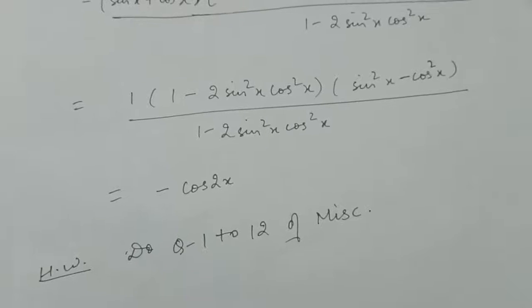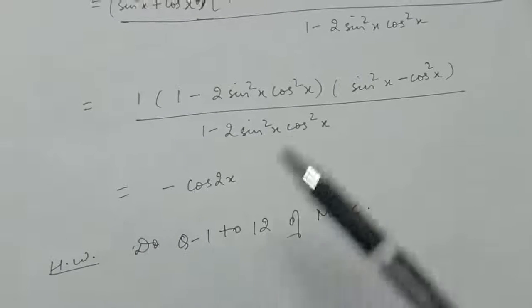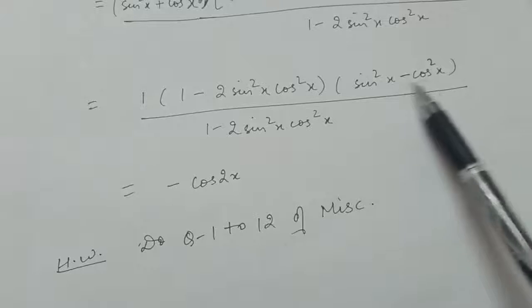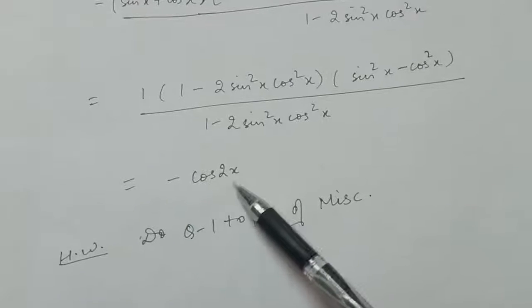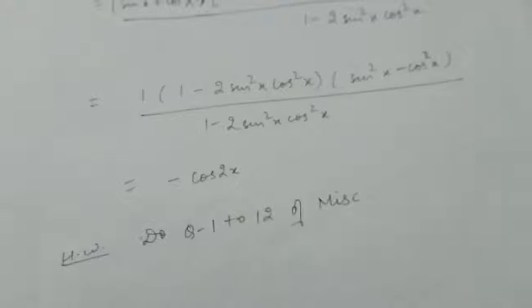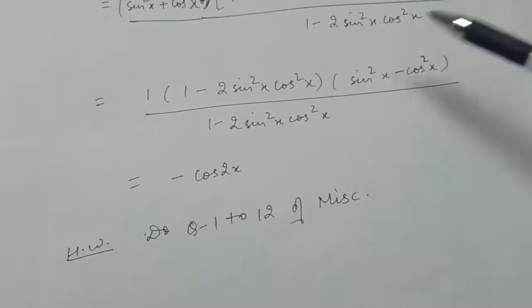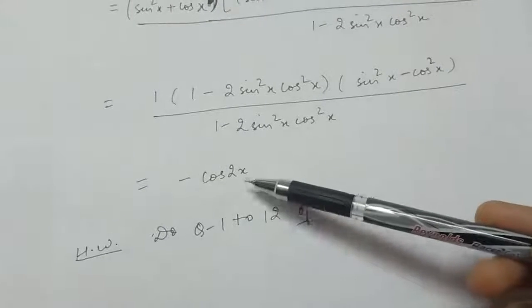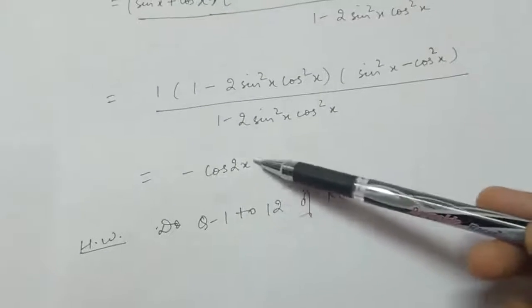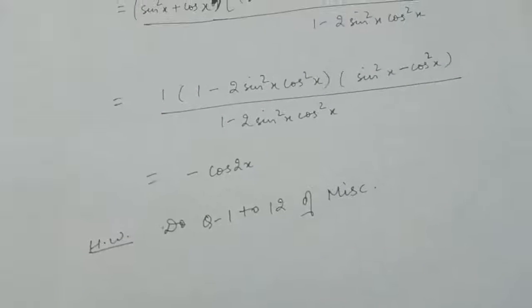Now see, this will get cancelled, 1 minus 2 sin square x into cos square x, and this is nothing but minus cos 2x, because cos 2x is cos square x minus sin square x, therefore this will be minus cos 2x. Now you know the integral of cos 2x, right?